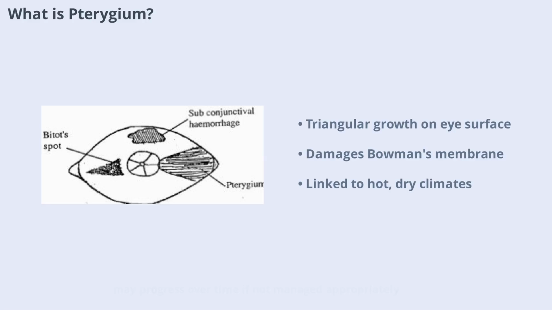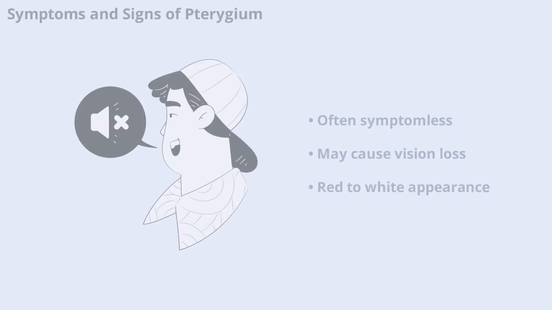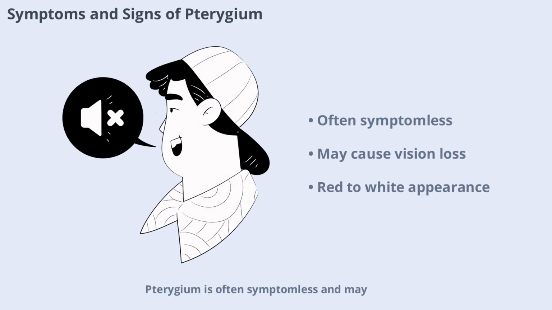It can affect one or both eyes and may progress over time if not managed appropriately. Pterygium is often symptomless and may be discovered during a routine eye examination. However, some patients notice cosmetic disfigurement or, in more advanced cases, experience impaired vision if the growth covers the pupillary area. Extensive pterygium can restrict eye movement, causing double vision.